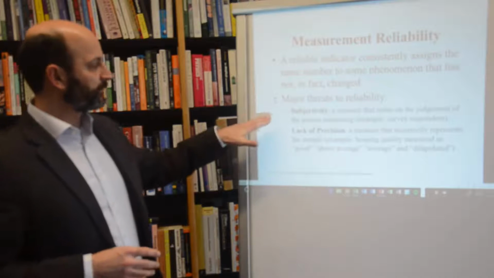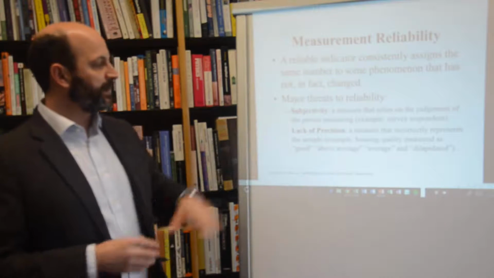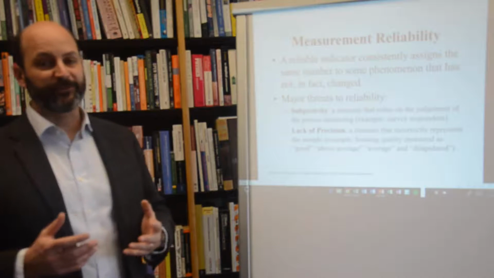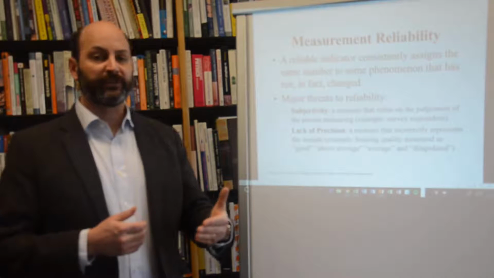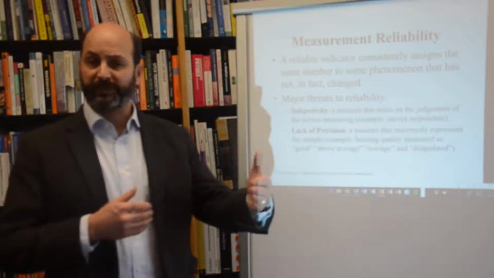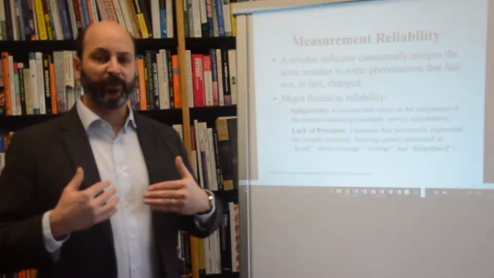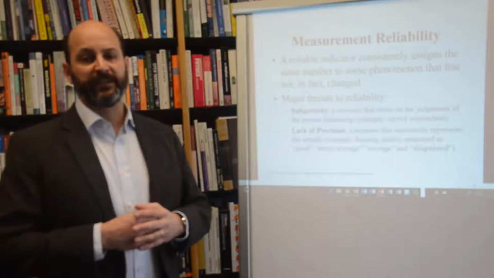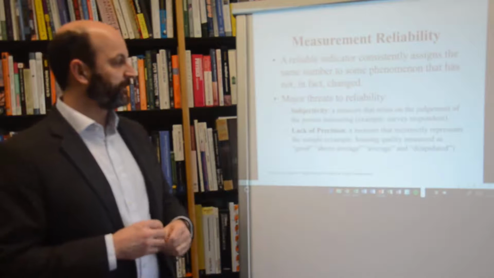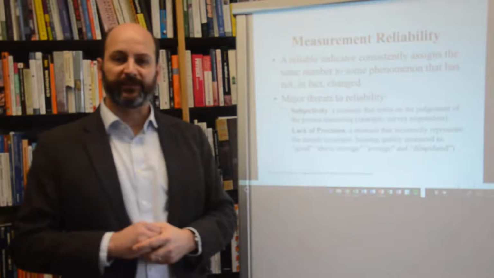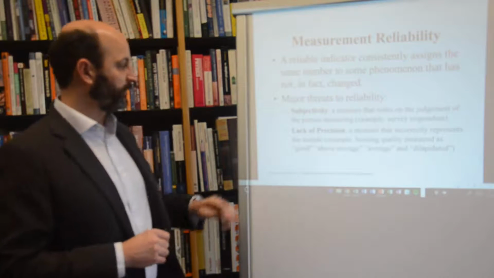There are major threats to reliability: subjectivity, a measure that relies on the judgment of the person measuring it. So if we have measurement that's taking place, for example, direct observation, that you might be watching processes in place, but you have your own biases, that can be a big problem. And that's a subjectivity threat to reliability. Also, survey respondents sometimes have their own biases as well, and we need to know about that.